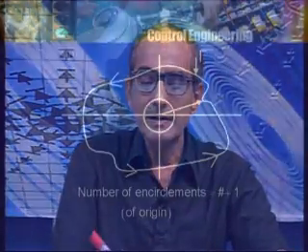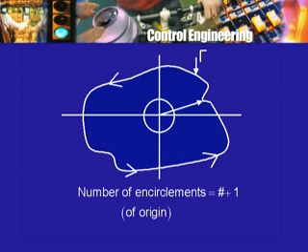So, let me take another example. Let me draw another curve. Here is my curve gamma now, which is no longer a circle, and here is the arrow which tells you that you are going around this curve in this direction. Now, what is the number of encirclements of the origin by this curve?